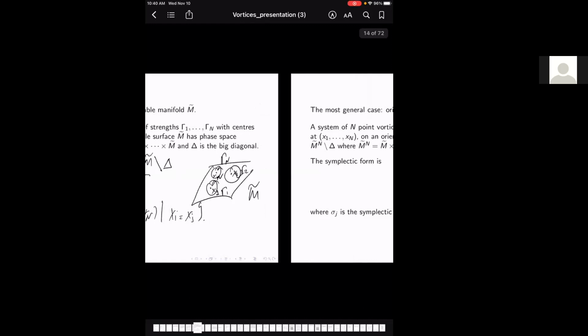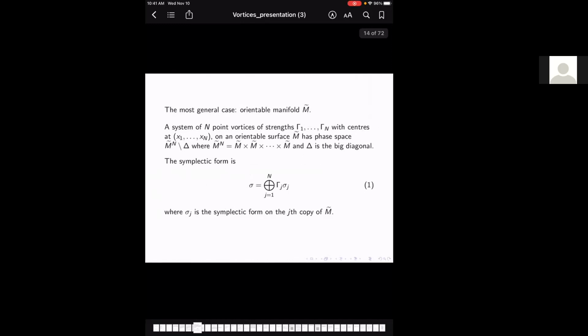Now, the symplectic form is very easy. The symplectic form will just be the direct sum of the copies of the symplectic form on each copy of M tilde, and they're weighted by their respective gammas, which are going to be scalars.